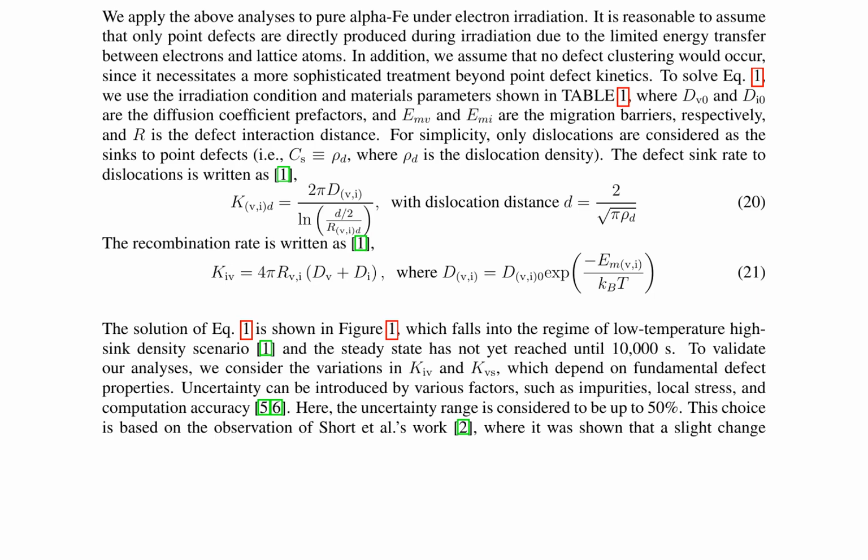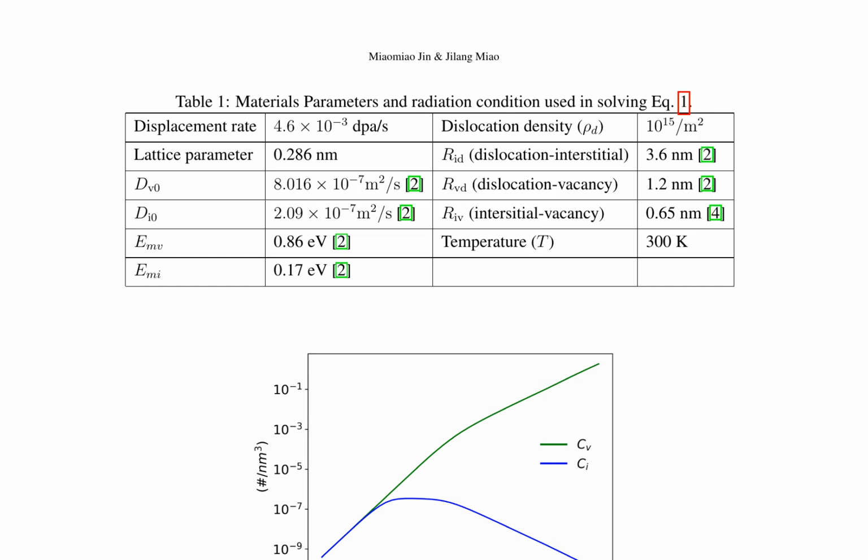The authors apply this framework to pure alpha Fe under electron irradiation, assuming only point defects are directly produced during irradiation and no defect clustering occurs. They solve equation 1 using the irradiation condition and material parameters shown in Table 1, where DV0 and DI0 are the diffusion coefficient prefactors, and EMV and EMI are the migration barriers, respectively.